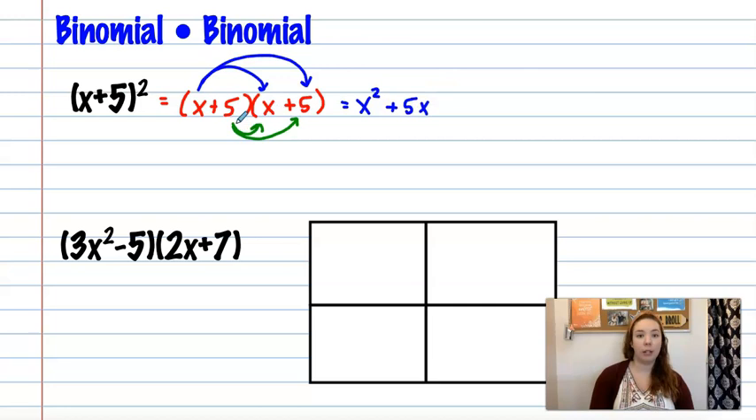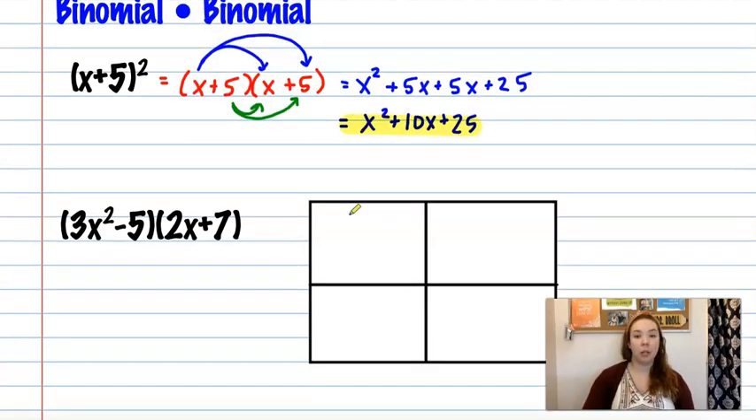And now we'll do the green. 5 times x is 5x. 5 times 5 is 25. Now you have to remember to combine like terms. We are not fully simplified because I still have two x's here. I have 5x plus 5x would give me 10x. And now we are finished on this one.